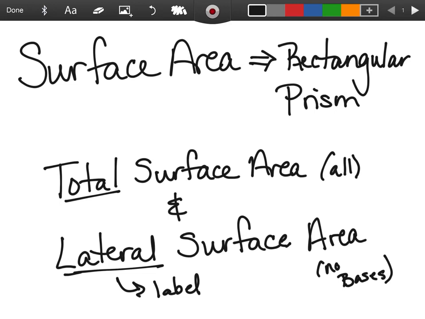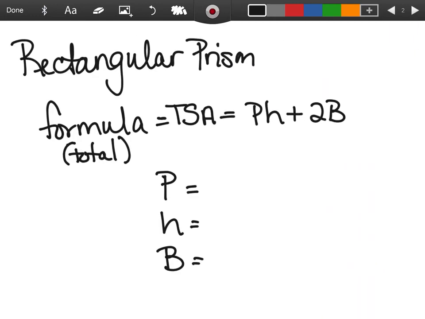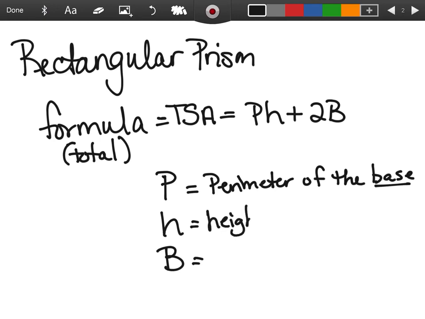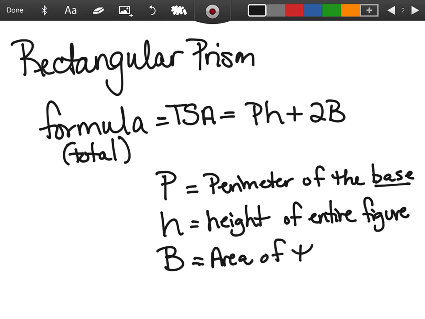Okay, well, today again, we're going to do rectangular prisms. Remember the formula for rectangular prisms? I'm going to do totals because it includes everything. Ph plus 2B. P stands for the perimeter of the base. H is the height of the entire figure. And then big B equals the area of the base.